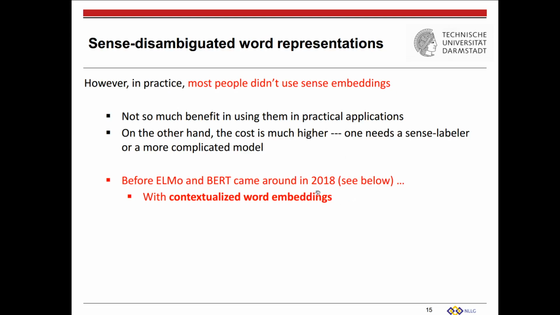But then in 2018, ELMo and BERT came around, and they actually are a different implementation of the same idea. They also give contextualized word embeddings. So depending on the context, you get a different embedding for each word. So if you see bank in the context of river, you would get a different embedding for bank than when you see bank in the context of Deutsche Bank, for example. Okay?